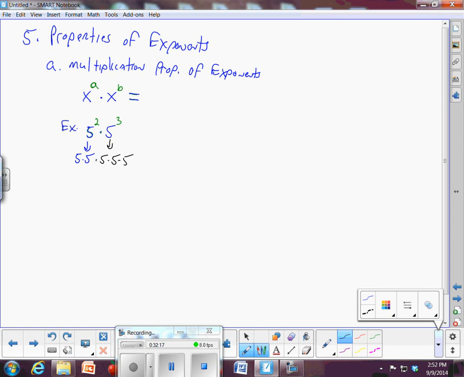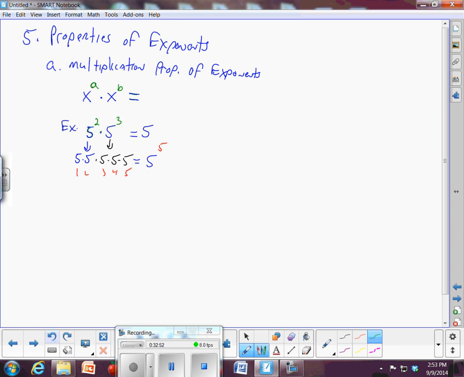Now let's write our answer in exponent form. We have 5 to what exponent? 1, 2, 3, 4, 5. 5 to the 5th power, right? So watch what happens. If I come back up here, if I knew the rule, I'd say this is 5. How do you get a 2 and a 3 to become a 5?